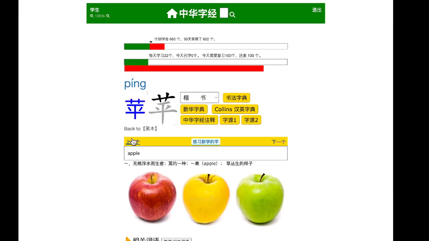Ping. This is grass on the top. Even though this is a tree, for some reason, this one is a grass radical. Ping. This is the one that means peaceful and level. 苹果 is what we call apples.